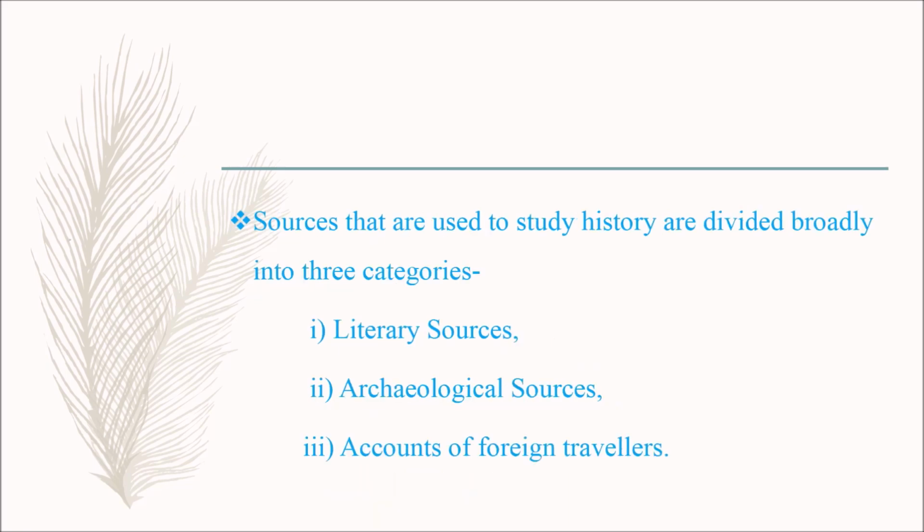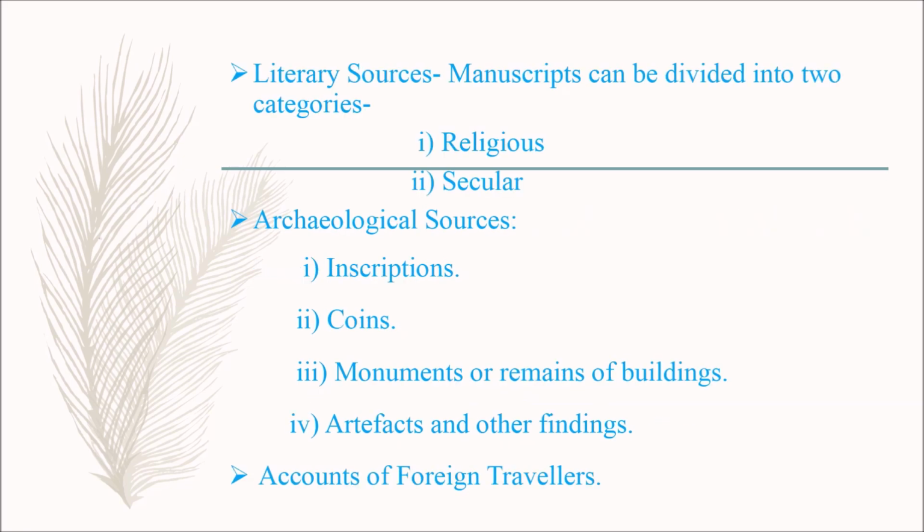Sources that are used to study history are divided broadly into 3 categories. The first one is literary sources, second one is archaeological sources, and the third one is accounts of foreign travelers. First, we have literary sources. Manuscripts can be divided into 2 categories, religious and secular.